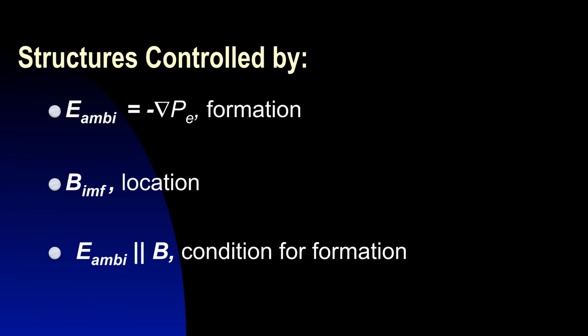What we've learned is that the formation of these structures is controlled by the grad P_e term, or the ambipolar electric field. If you remove this term, the structures do not form. Where they form is dependent on the IMF direction, and if we change the IMF direction, we can actually get them to form in the opposite quadrant. The condition for these structures to form is that the ambipolar electric field must act parallel or along the local magnetic field. When these conditions are met, the structures form.